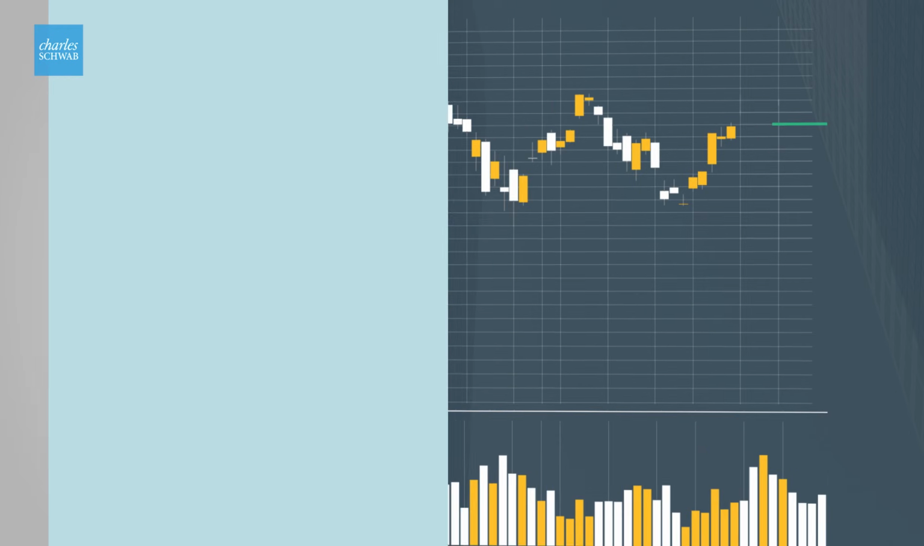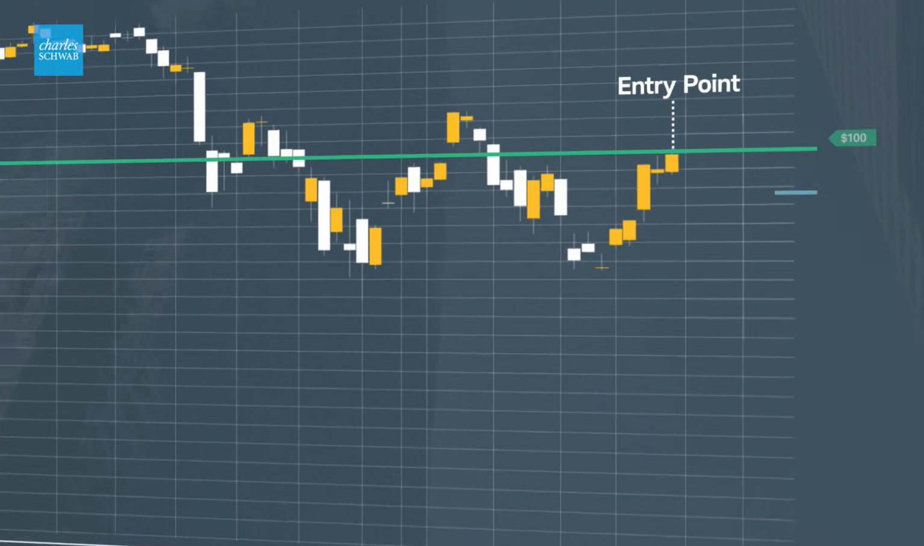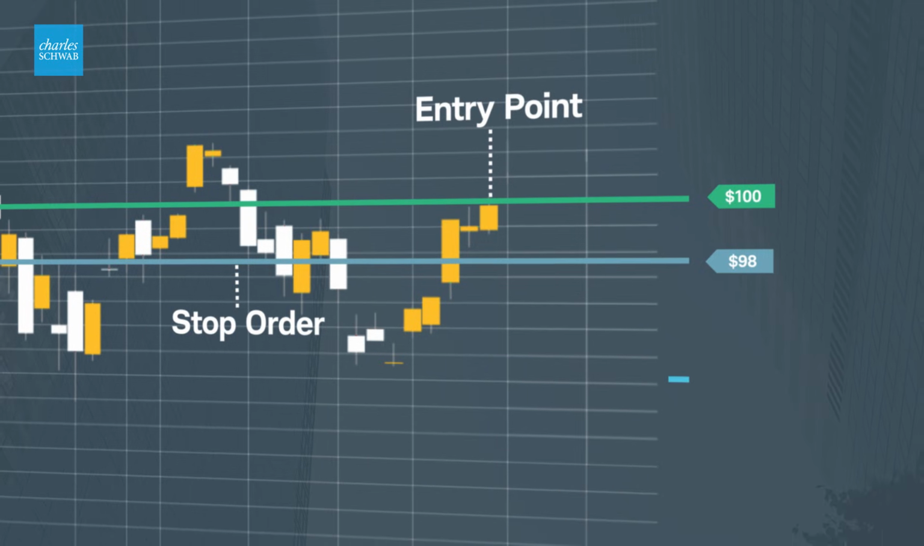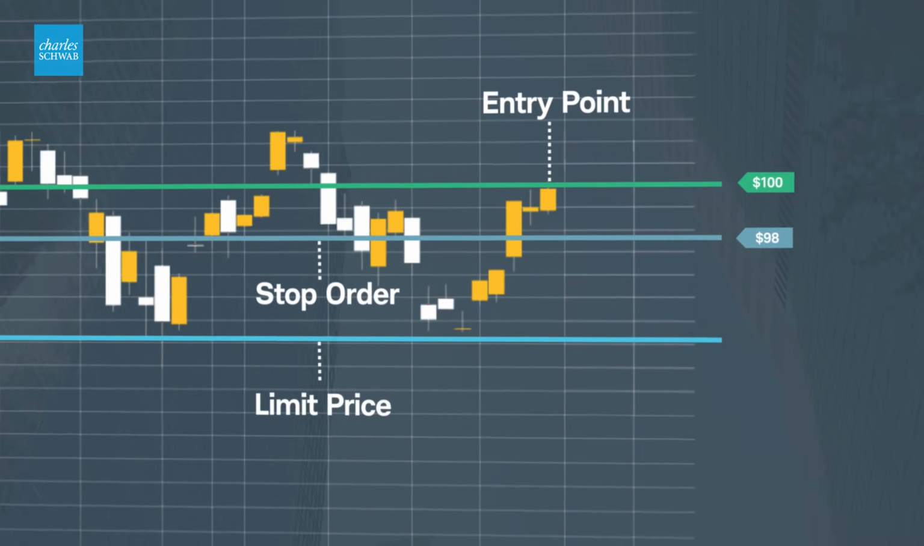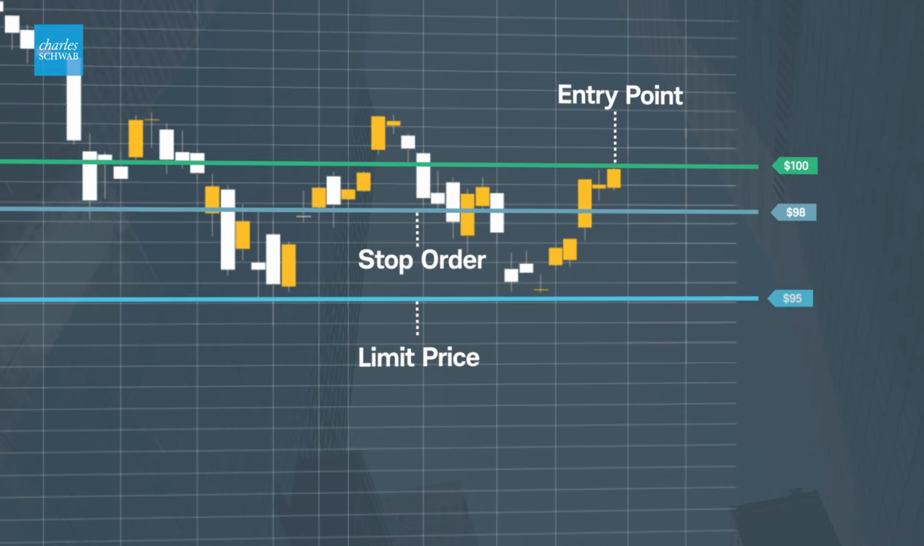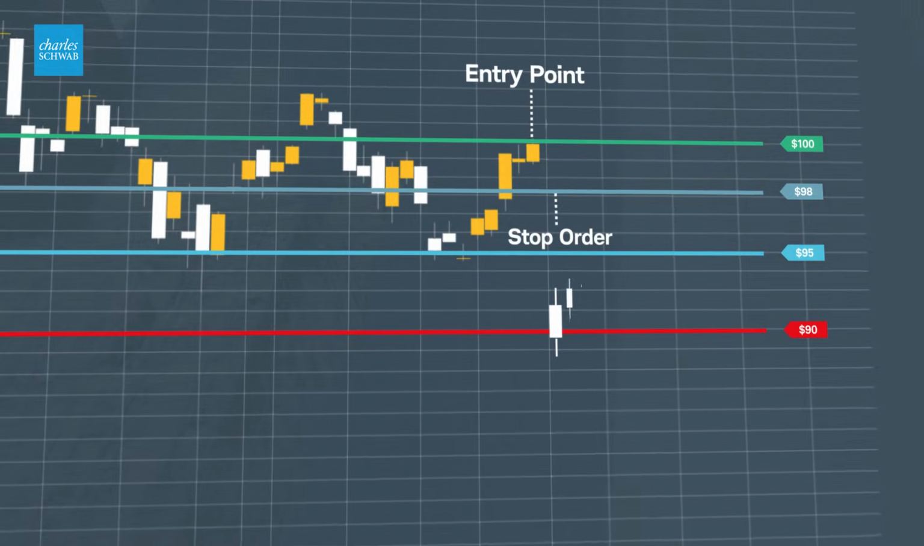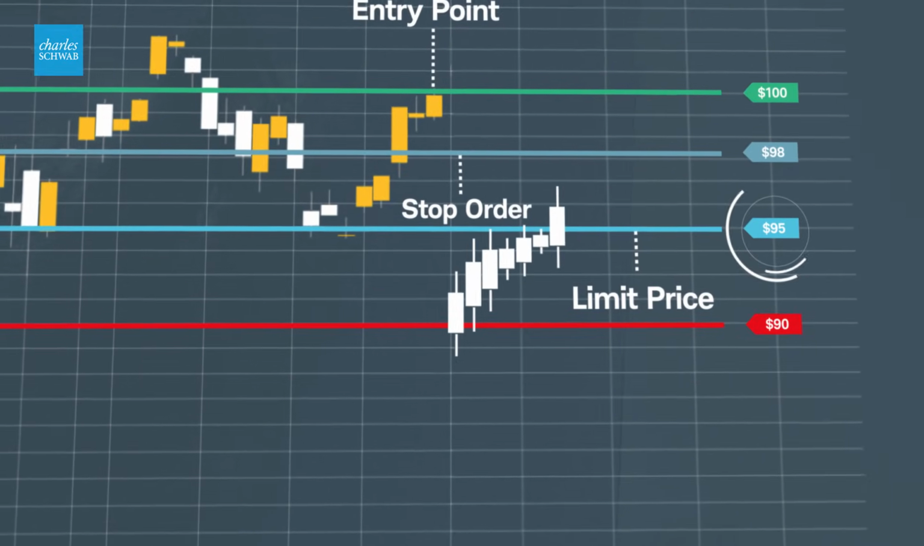Let's use this same premise with you holding shares of XYZ at 100 and setting a stop order at 98. But this time, you're also going to place a limit at the minimum price you're willing to sell these shares. Let's say 95. In our first example, you were sold out at 90 because once the stop was triggered, it became a market order and executed at the next available price. Using the stop limit order, your order is still triggered, but doesn't execute unless the price rallies and hits your limit of $95. In this case, it works well. The price rebounded and the limit price protected you from taking a greater loss.